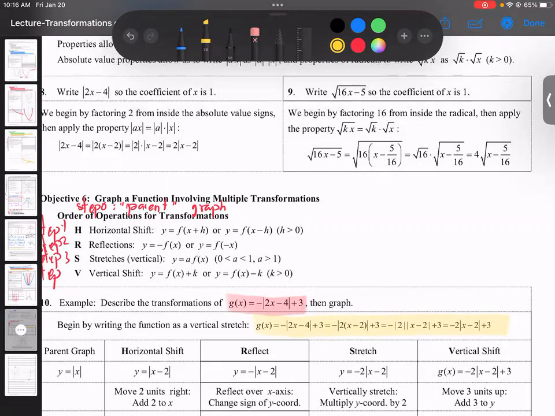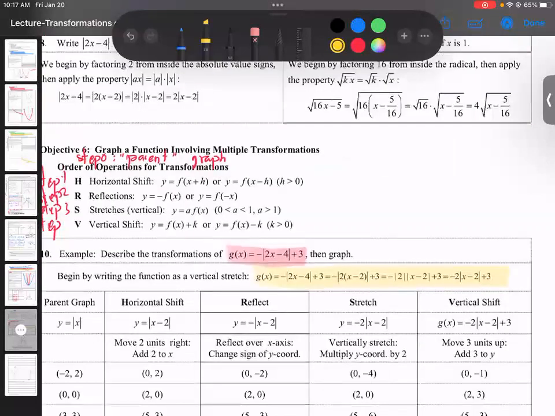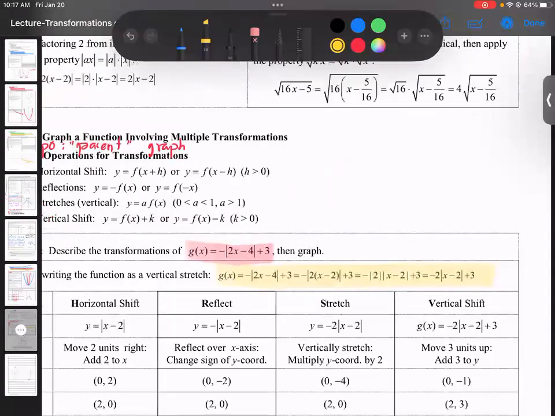You tell me, how should I graph this? How do I shift that? What first? Step number 0: what's the parent graph? Absolute value of x, right? Step 1 is write 2, right? So write 2. That's step number 1.